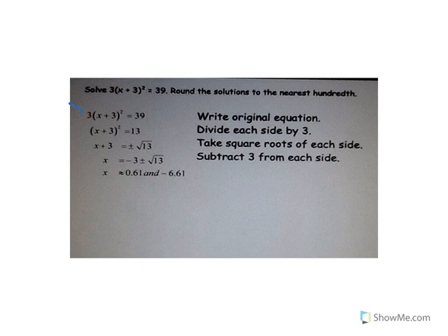Then when we take the square root of x plus 3 squared, we're just going to change it to x plus 3. And that is equal to plus or minus the square root of 13. Then we bounce the 3 over to the other side. We end up with -3 plus or minus the square root of 13. And then we just plug it in and see what that value is. That's what that is.